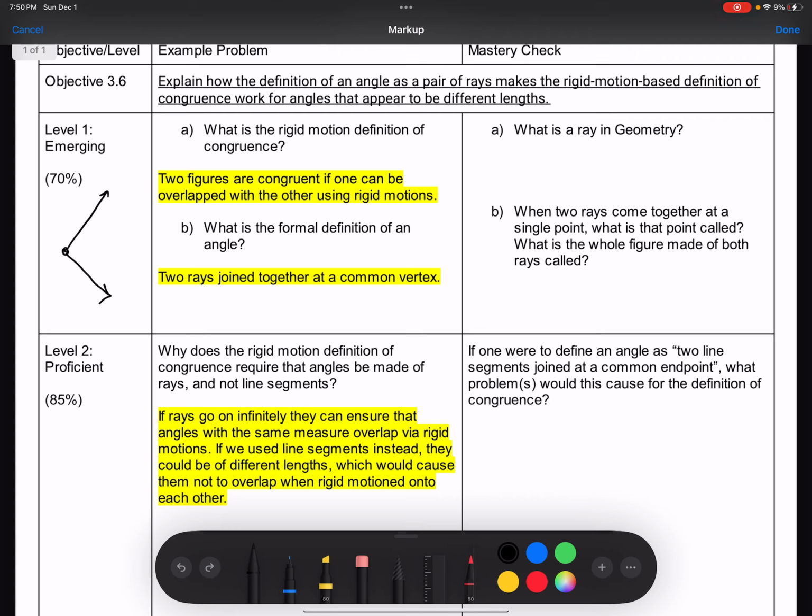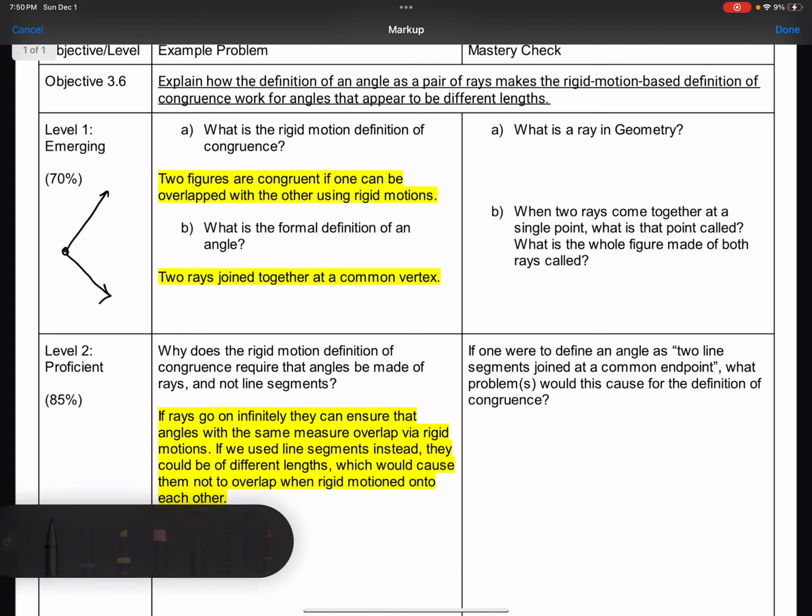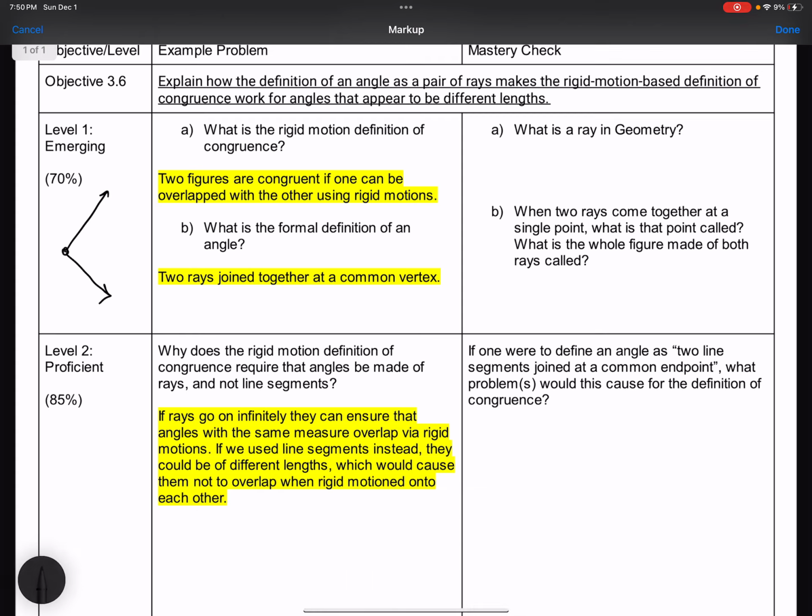Why, level 2, is to understand basically what it says right here. Why does the rigid motion definition of congruence require that angles be made of rays and not line segments? Well, let's take an example where we have two angles. Look at the bottom right corner here. Let's say we've got this angle and this angle, and they're both defined using segments.